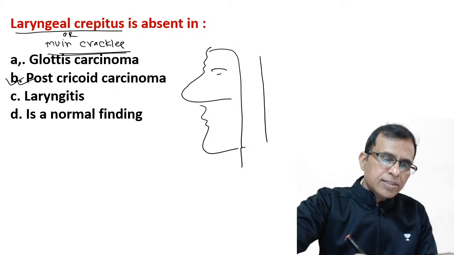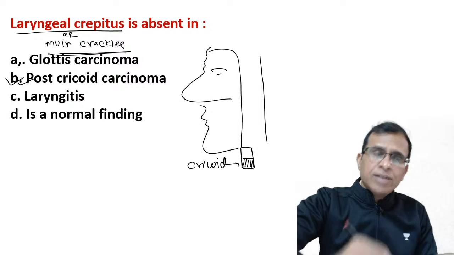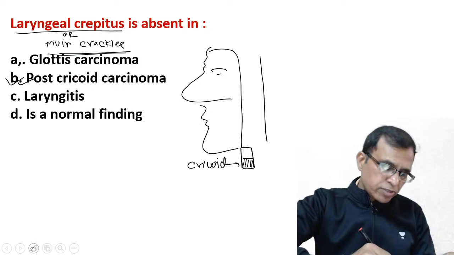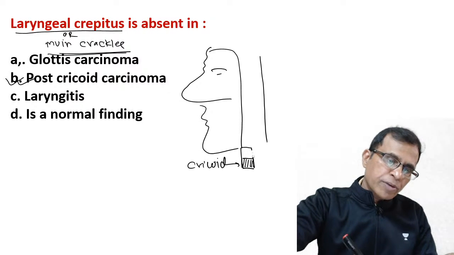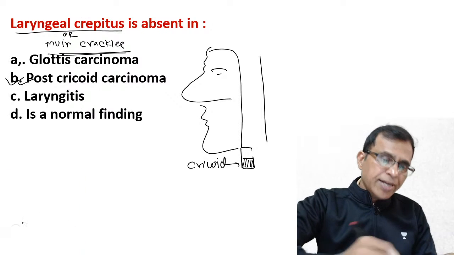So this is your larynx, and the lowermost part of the larynx has a cartilage called cricoid. We all know cricoid is a complete ring cartilage. This is the only ring cartilage. The rest of the cartilage is open from behind, so the rest of the larynx is open from here. Cricoid is complete. And behind there is vertebra.